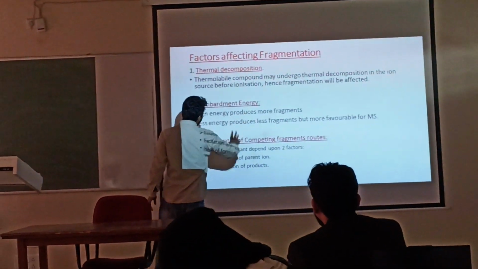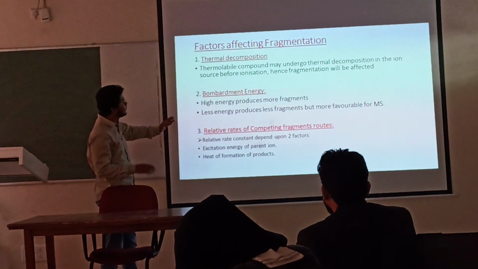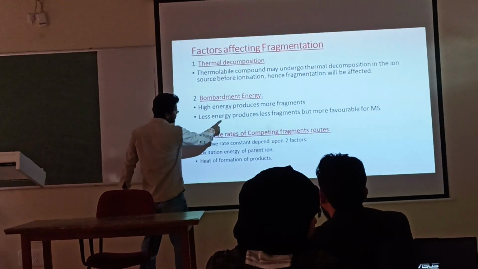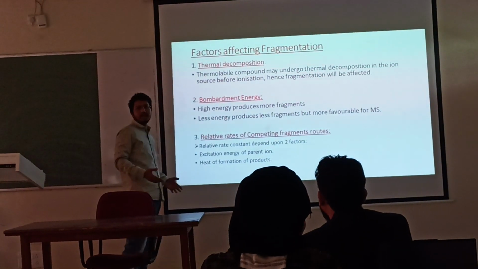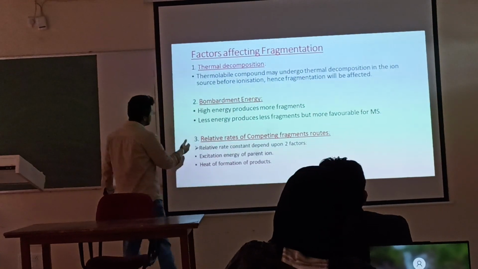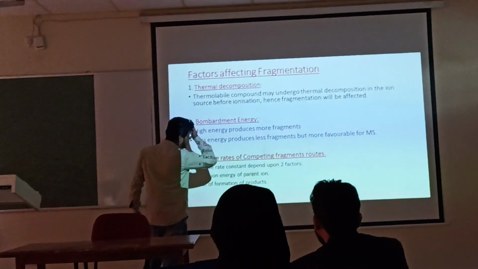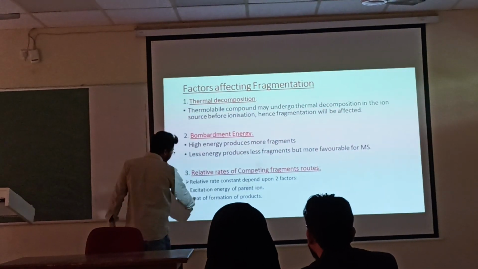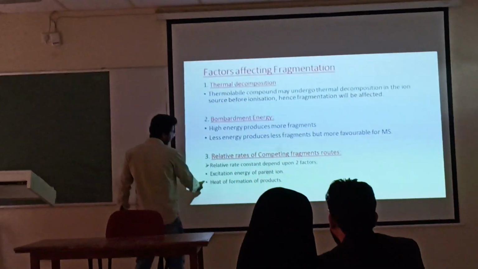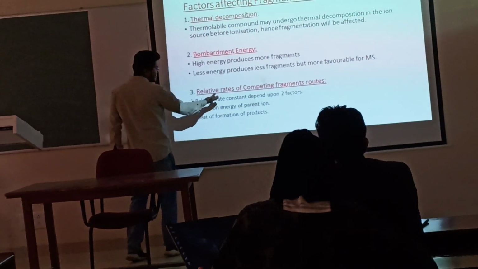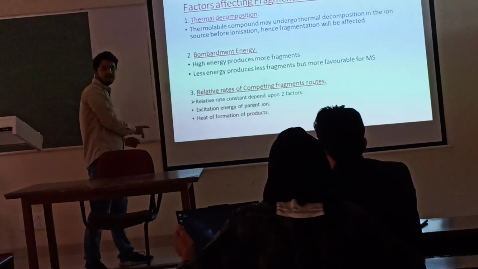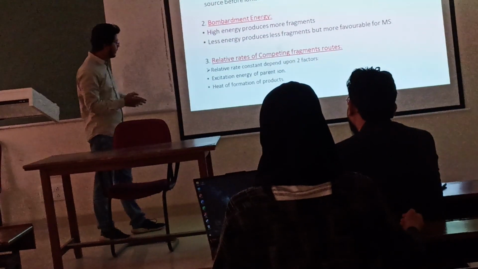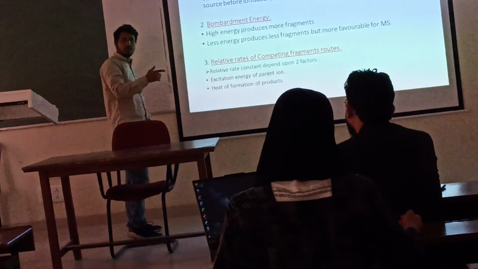Another factor is bombardment energy. If the bombardment energy is high, it will produce more fragments. But when the bombardment energy is less, it will produce fewer fragments, but more favorable for the mass spectroscopy. Now, the third factor is the relative rate of competing fragment groups. The relative rate constant depends upon two factors: the excitation energy of the parent ion and the heat of formation of the products. If the excitation energy is high, the parent ion will persist, and if the heat of formation of the products is very high, then the product will not form.